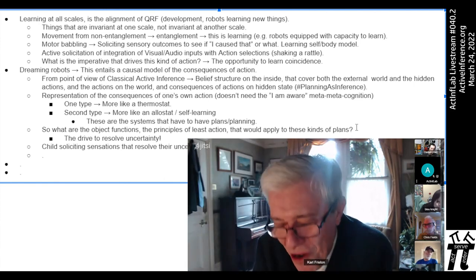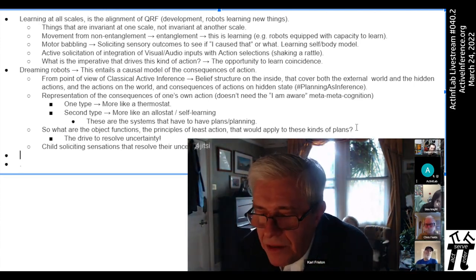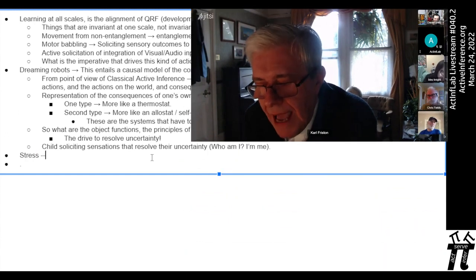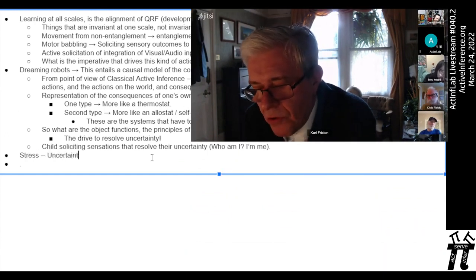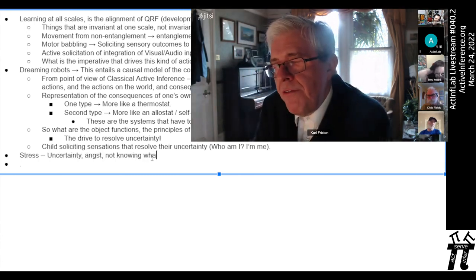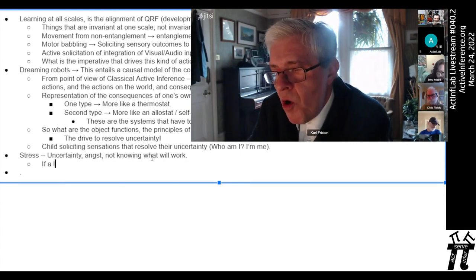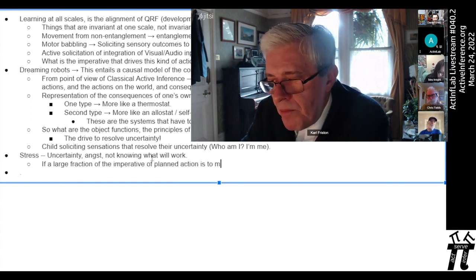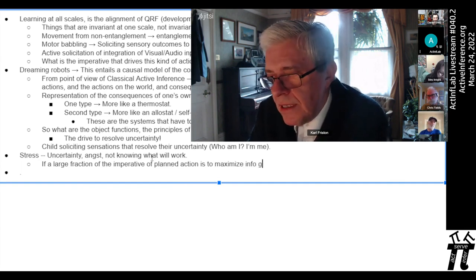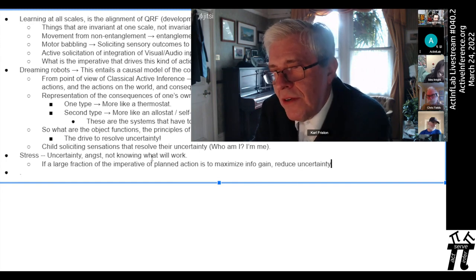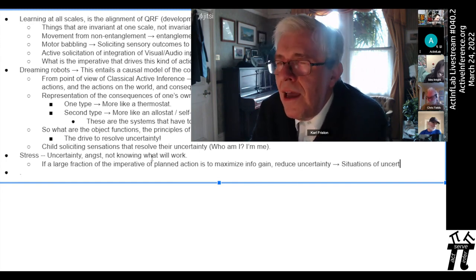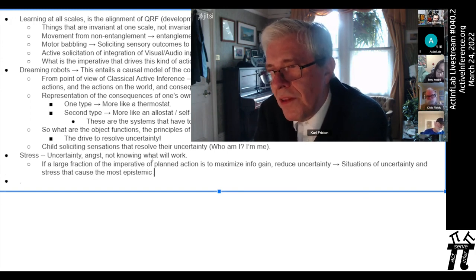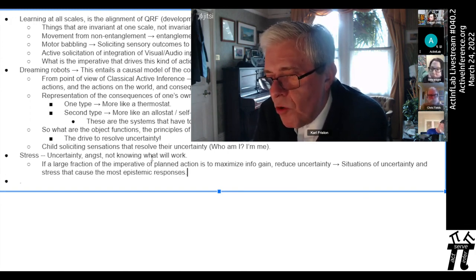And that brings me to the third great point about stress, and the really important place of stress and uncertainty and angst and not knowing what to do next or not knowing what's going to work in driving behavior. Because if a large chunk of the imperatives for planned action is to maximize information gain or minimize expected surprise or reduce uncertainty, then you can see easily now why it is situations of uncertainty and stress that will necessarily cause the most epistemic responses in order to drive the system, or in this instance, the agent, to resolve that uncertainty.